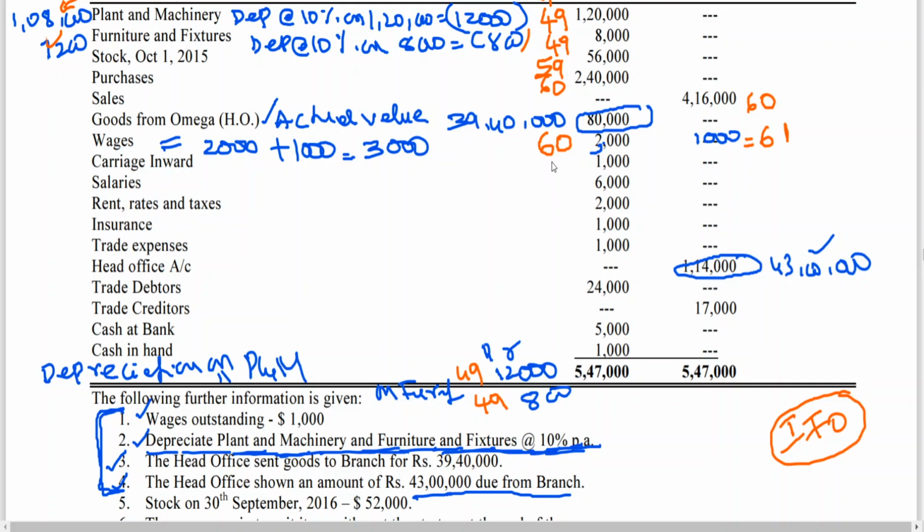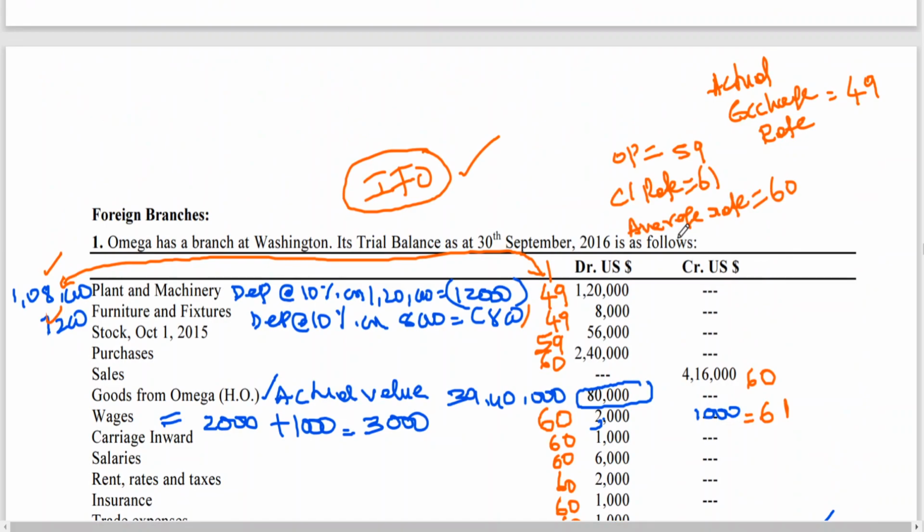Now carriage inward: the actual exchange rate is not given. For expenses we are taking the average rate. Salaries also average rate. Rent and rates also average rate. Insurance also average rate. Trade expense also average rate. Trade debtors, I told you, means closing. The closing rate is 61, which I gave here.